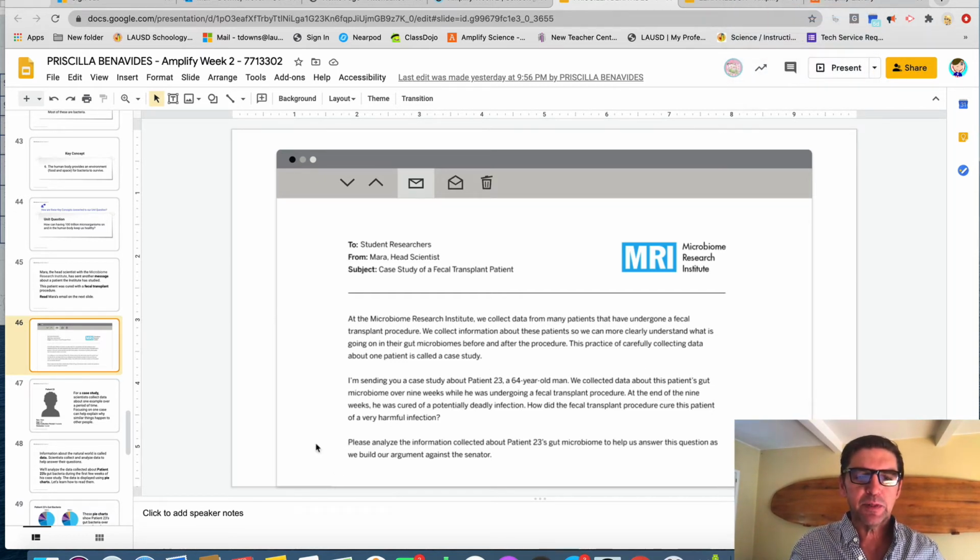Notice this last line. Please analyze the information collected about patient 23's gut microbiome. Gut is your stomach. To help us answer this question as we build our argument, and another word for argument is claim, against the senator. You can guess what we'll be doing. So let's come down here.